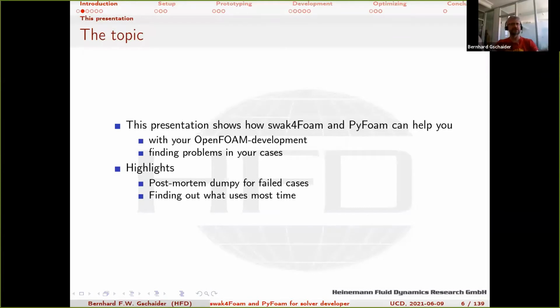It happens to all of us that you start a case, the case crashes with a floating point exception or something like this, and then you want to find out why did this happen. And the other thing is, of course, the case runs okay, but you think it's running very long, and you want to find out which parts of the solver are using most of the CPU time.